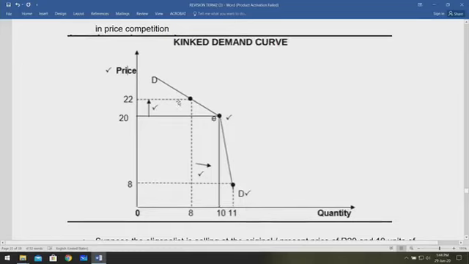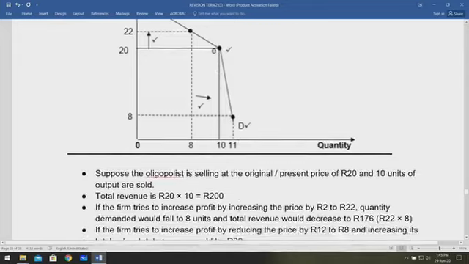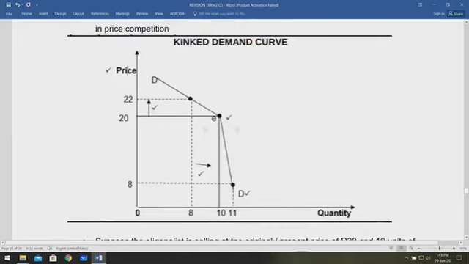Now look at what happens when he decides to decrease the price to 8 Rand. He manages to sell more, but only 1 unit more than what he was selling at 20. So once again, his revenue is now 8 times 11, which is 88 Rand, which is still way less than the original 220 Rand he was earning. So as you can see, it is not in their interest to either increase or decrease their price.